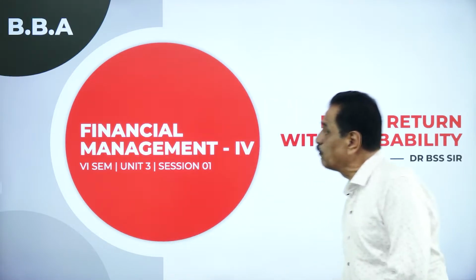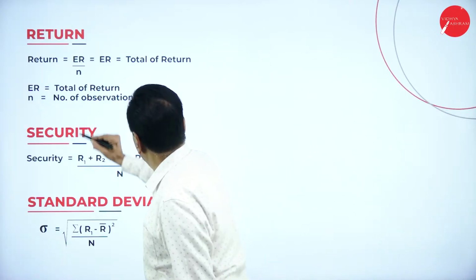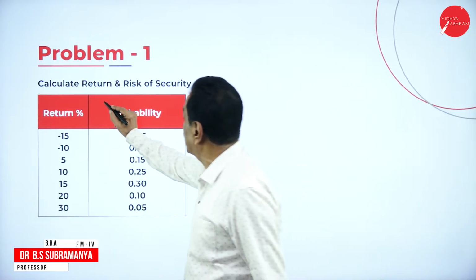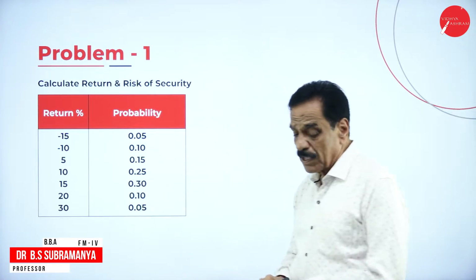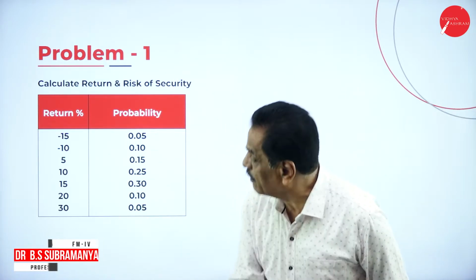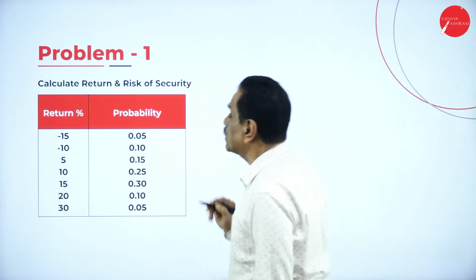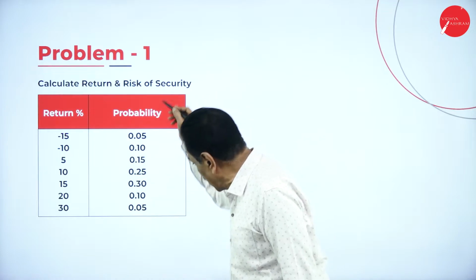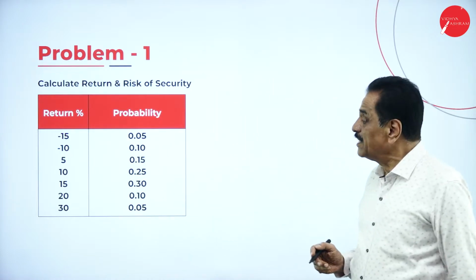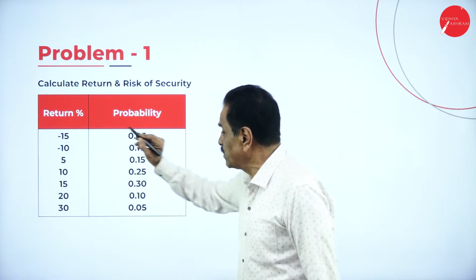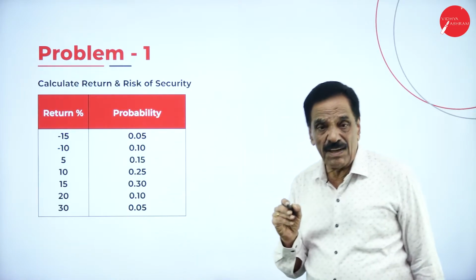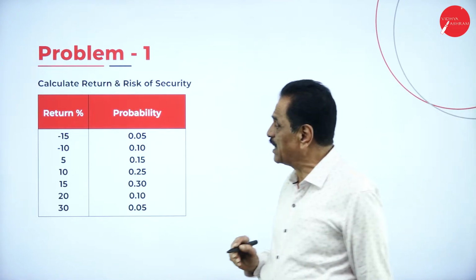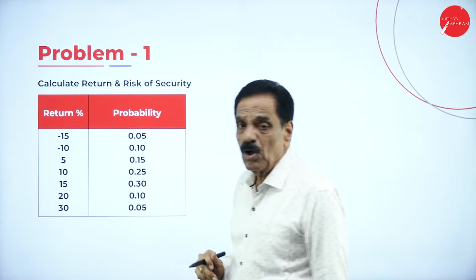So we'll move on to the problem now. So return is expected. Here, this is without probability. Now, calculate the return and risk of the security. Here, return is given, minus 15. So, what are the steps to do? Multiply return into this probability chance, add the figure, that is the mean. Then take the deviation from this. First, multiply this and take the deviation, then d square, multiply by the probability and find out the standard deviation. So, you have to multiply one by one.